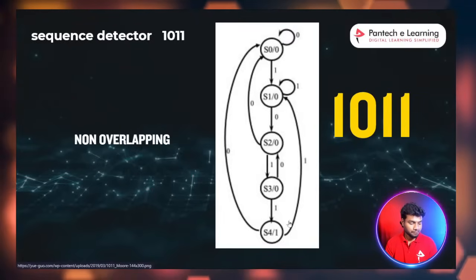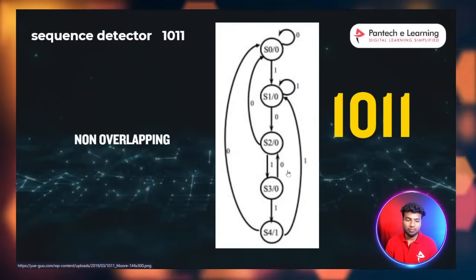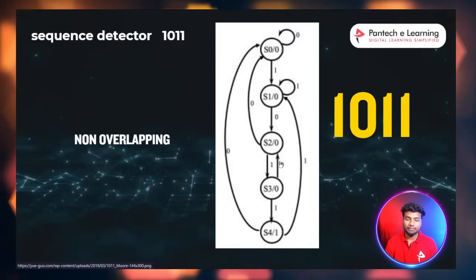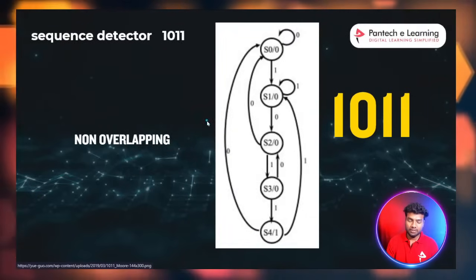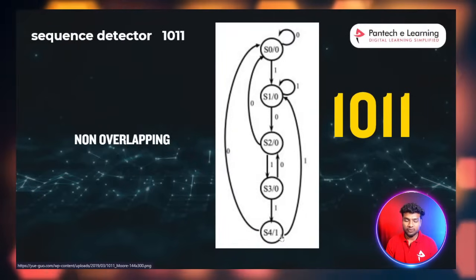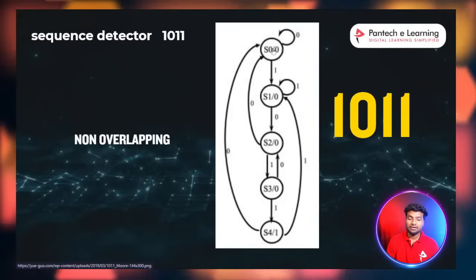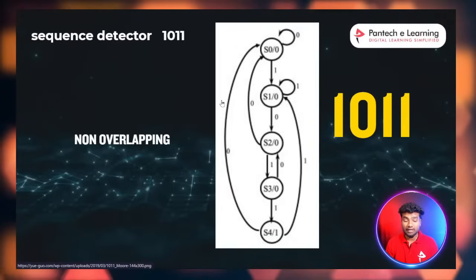So this is a Moore type FSM for 1011 sequence detection, non-overlapping. Now we'll see the overlapping. You can see here that after getting the sequence, it will move into the S0 state, which is the initial state. If it moves to the initial state, it is known as non-overlapping.